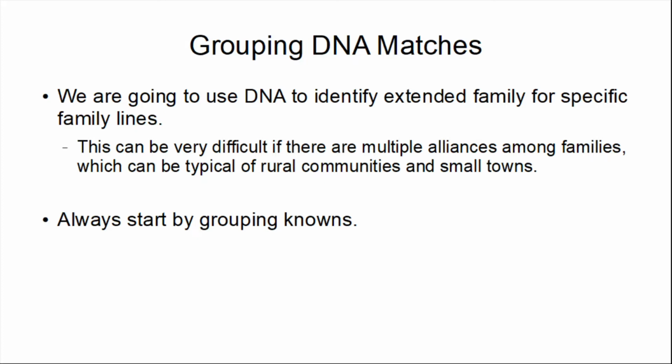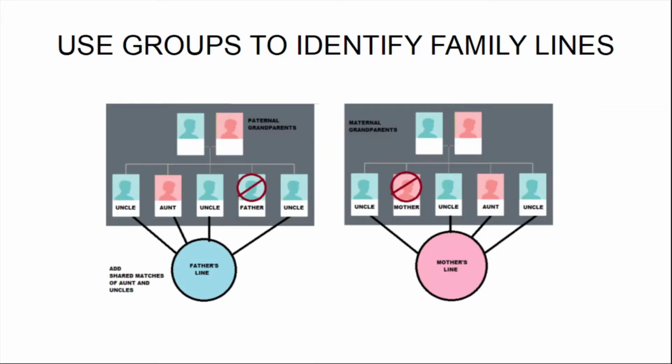This can be very difficult if there are multiple alliances among families, which can be typical of rural communities and small towns. Always start by grouping knowns. Okay, we are going to use groups to identify family lines, and let's just go in principle.